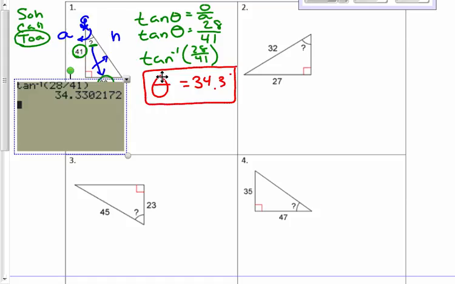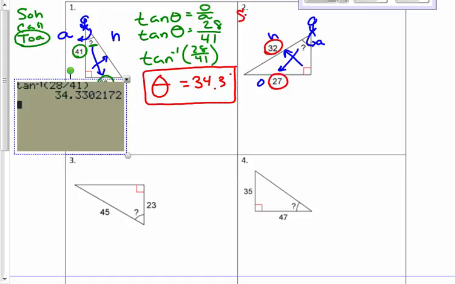Let's go ahead and look at number 2. You're standing at that unknown angle. Across from the 90 is our hypotenuse. Across from you is your opposite, and next to you is your adjacent. They give us two side measures. They gave us that H, that's a 32, and they gave us the O, 27.